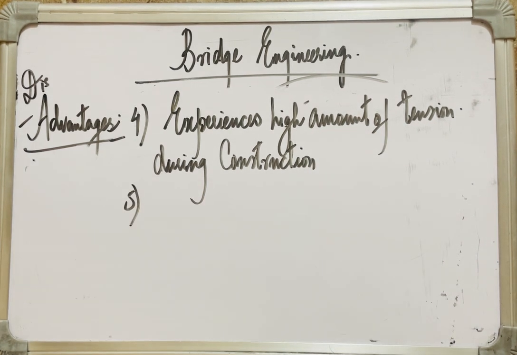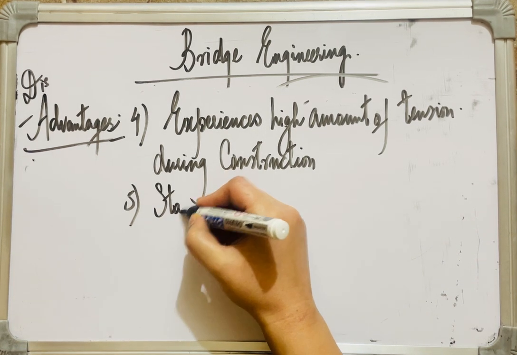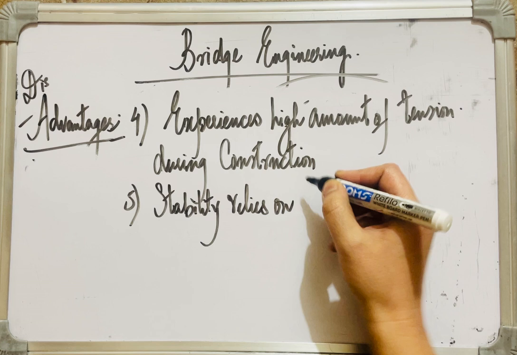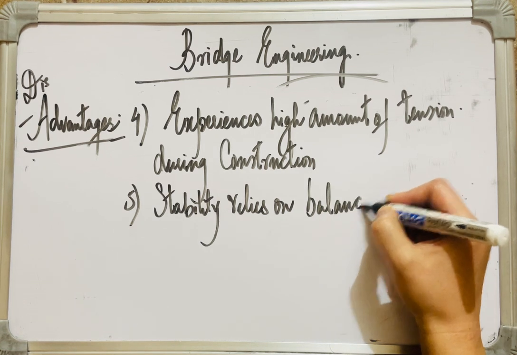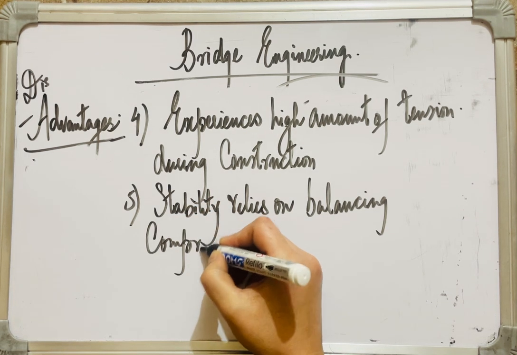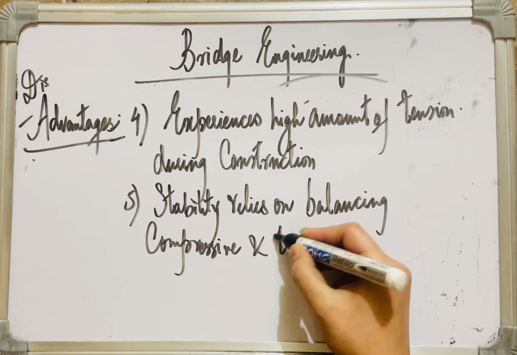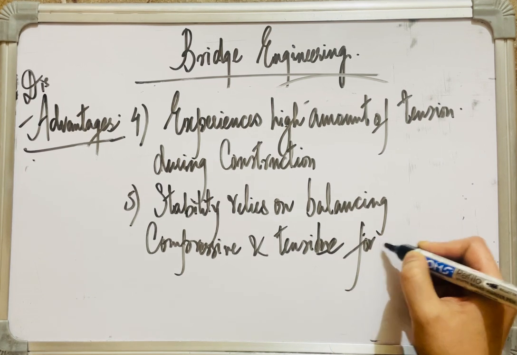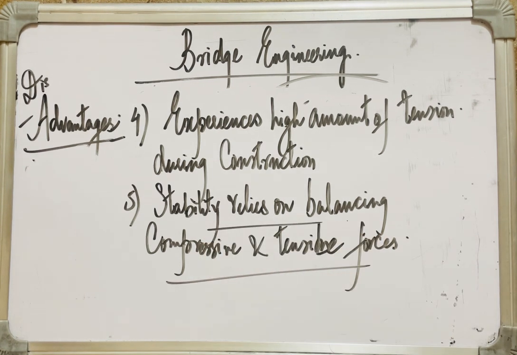And the last one that we are going to discuss over here is that stability relies on balancing. What type of forces do we need to balance? Both compressive and tensile forces. Since stability relies on balancing both compressive and tensile forces, thus this is a big drawback in case of the cantilever bridges. So this was about the cantilever bridges, and we have studied their various advantages as well as disadvantages.